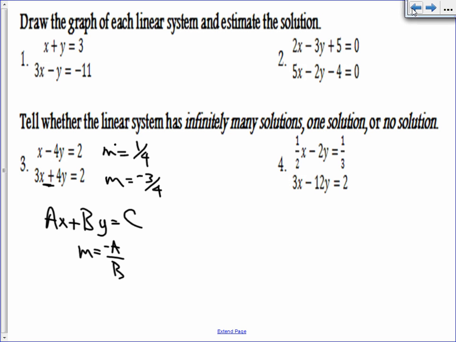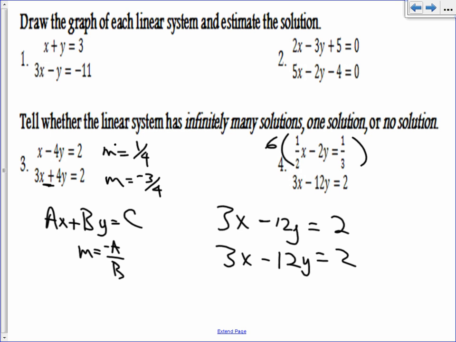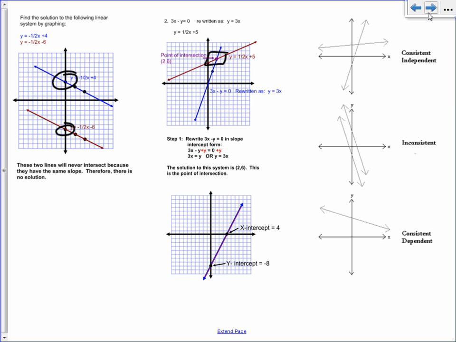How do you find out what it is? I have a problem that's got fractions in it, so I'm going to multiply everything by 6. When I multiply everything by 6, that gives me 3x minus 12y equals 2. And then look what my other equation is. My other equation is 3x minus 12y equals 2. So really and truly, these two lines are the same. They're the same. That's called a dependent system.